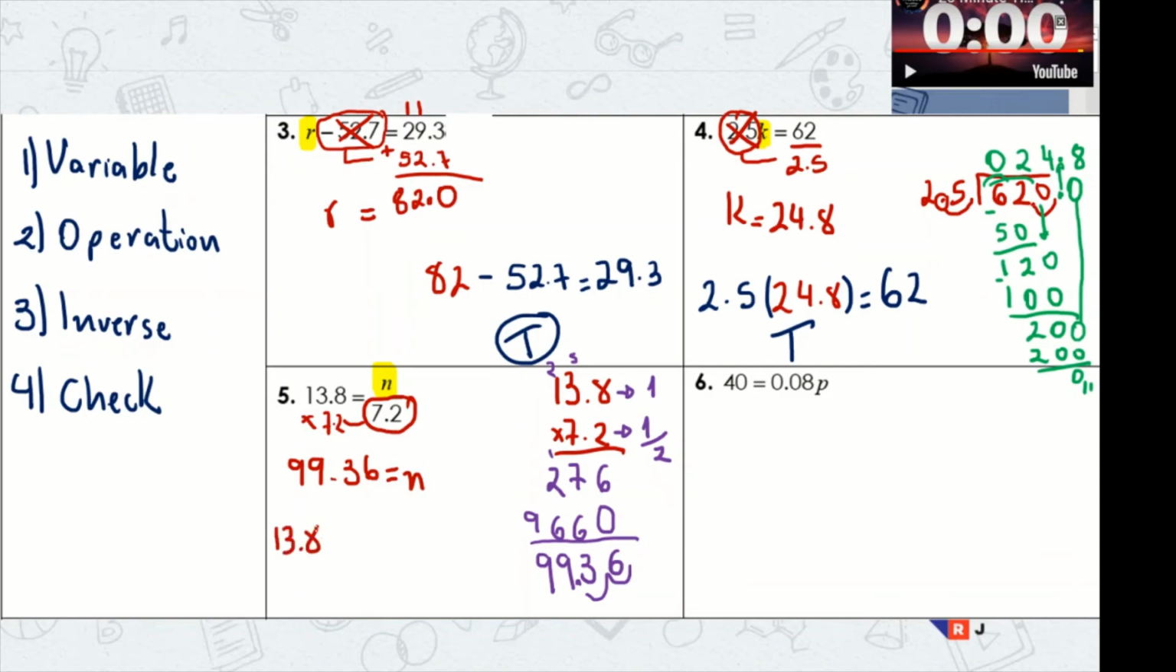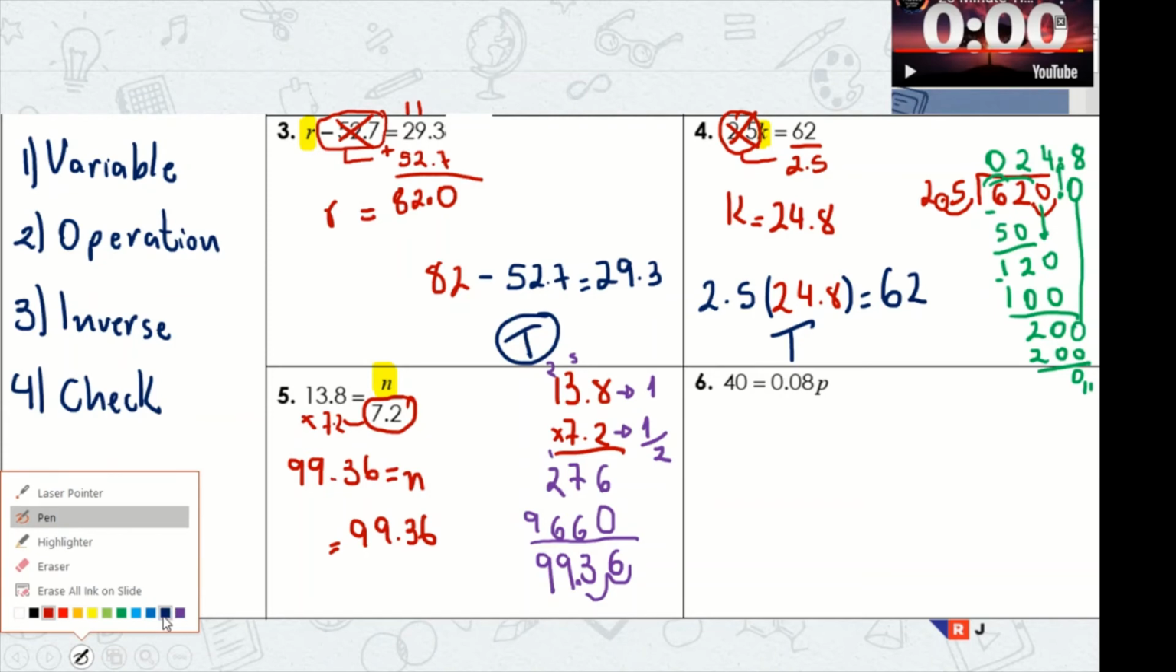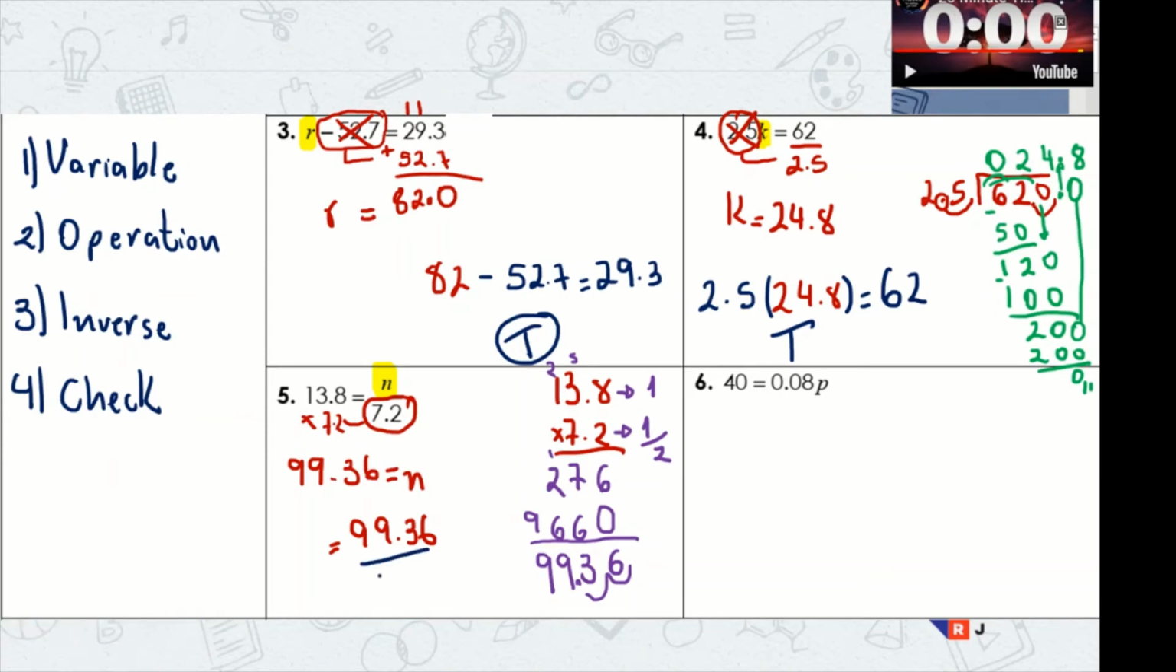13.8 results in 99.36. Oh, let me write here, guys. Sorry about it. 99.36 divided by 7.2. It is the result 13.8. Can you check, guys, the calculator for me, please? It's true, yes? Nice. True statement, guys.